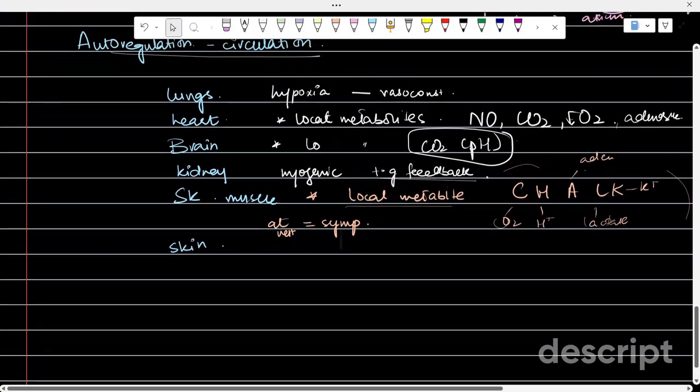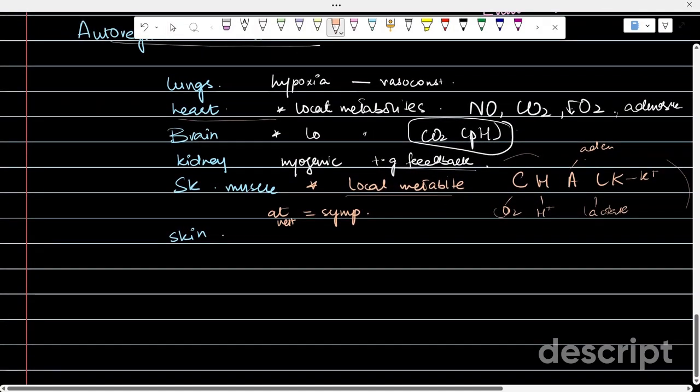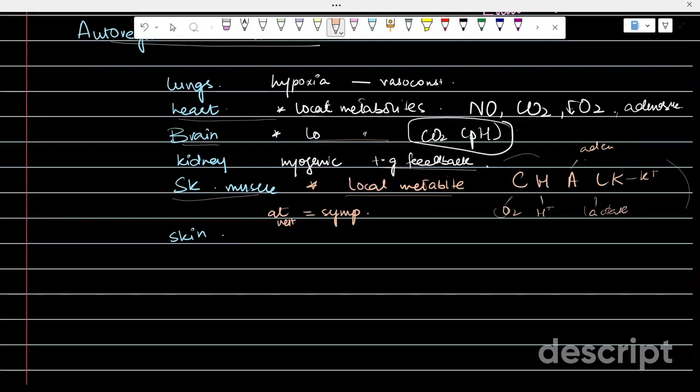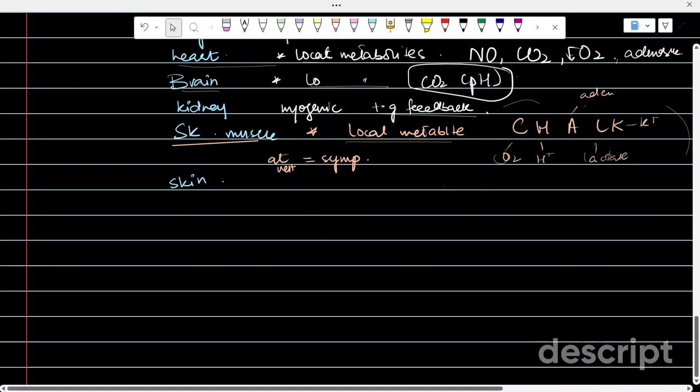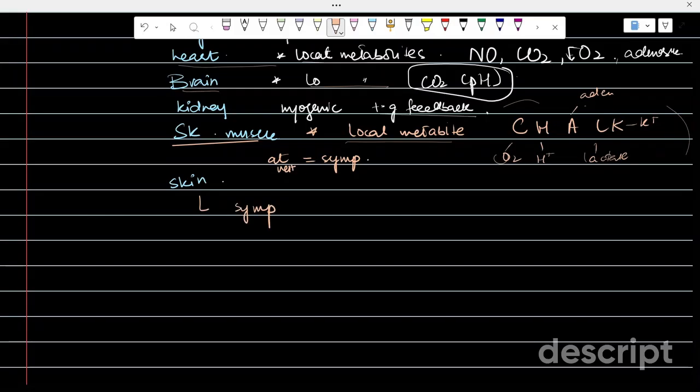For heart, it was local metabolites. For brain, it was local metabolites. For skeletal muscle, it was local metabolites. For skin, it is different. It is maintained by the sympathetic stimulation, and it is the most important mechanism for temperature control.